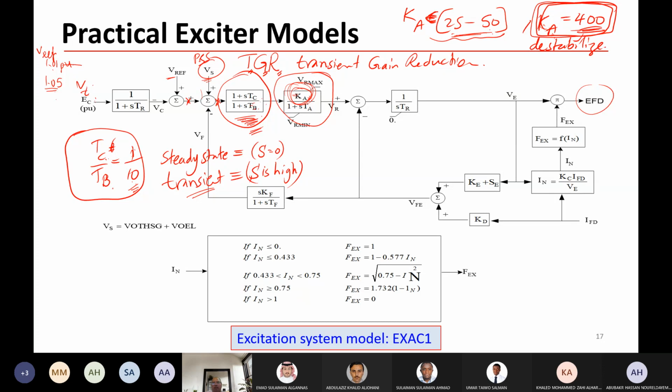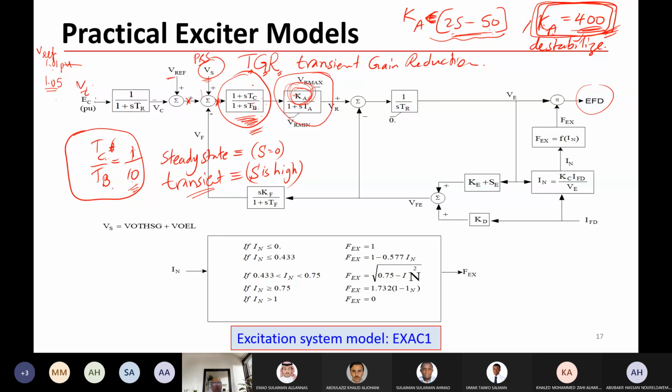So in order to reduce this error to zero quickly, you need the Ka to be very high. You need the Ka to be 400 or 500. But if you set the Ka to 500 and you have a three-phase fault in the system or any other disturbance, the system will be unstable.